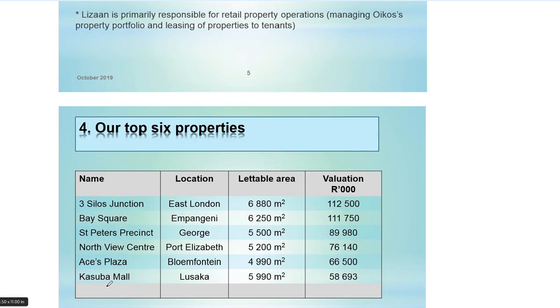And when you're looking at Kusuba Mall, which is in Lusaka, it's 5,990 meters squared, and the valuation is roughly close to 60 million. So these are the top 6 properties that they have. You can see from here that most of their properties are based in the Eastern Cape, and we have some in Mpumalanga as well, and also in KZN.